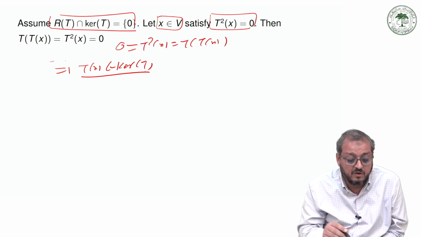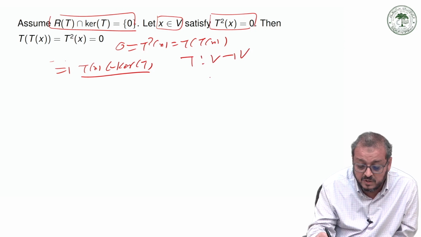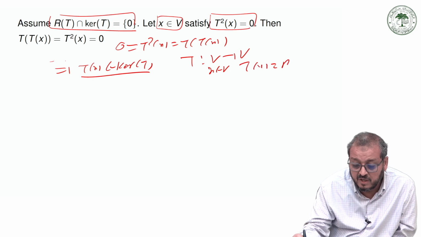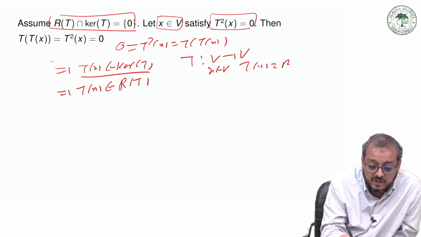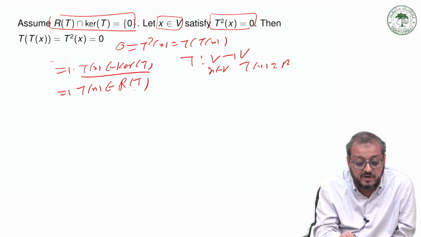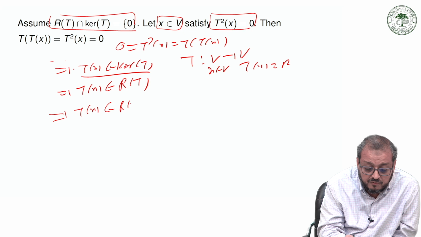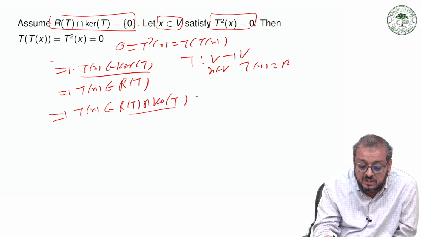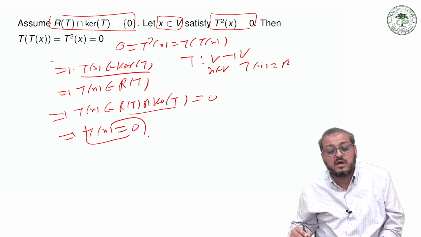And now we just say that Tx is an element of the kernel of T, and also because T maps from V to V, if x is an element of V, then Tx is in the range of T. This implies that Tx is an element of the range of T, and Tx is also an element of the kernel of T. This implies that Tx is an element of the range of T intersection the kernel of T, but this is equal to 0. So this implies that Tx is equal to 0. So this completes the first part.